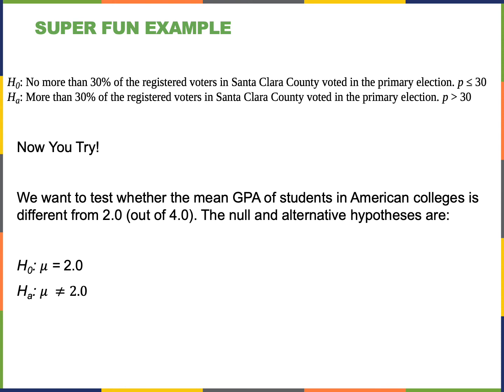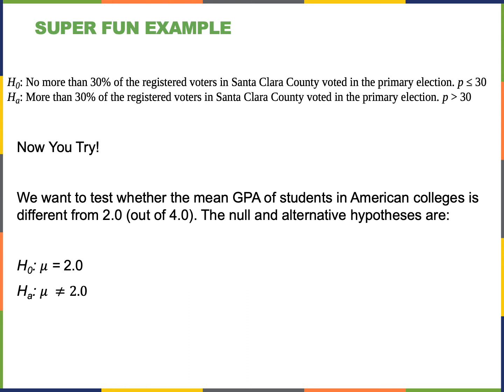No more than 30% of the registered voters in Santa Clara County voted in the primary election. So if I say this, I'm like, okay, this is a percentage. That means I'm going to use this little p for proportion or percentage, right? It says no more than. If the null statement is no more than, then that definitely means less than or equal to 30, okay? So this would be 0.30. This actually should have a little point right there. I don't know why it doesn't. So just fix that in your notes, it's 0.30.